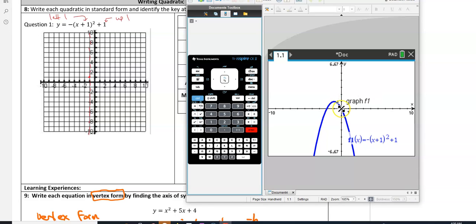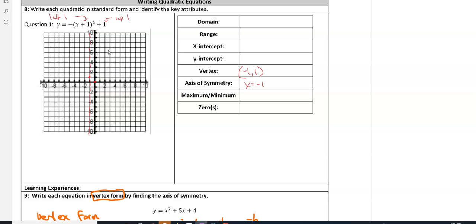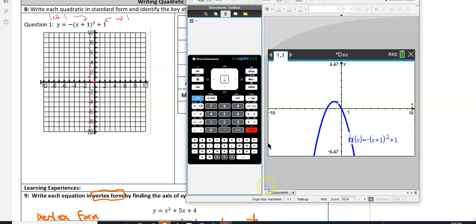And I can see pretty clearly that I'm at -1 for my vertex. I can see 0, 0 right there. So my y-intercept is 0, 0. That's where it crosses the y. That's also one of my x-intercepts, 0, 0. That's where it crosses the x. And then I can see the other x-intercept right here, which is at -2, 0.